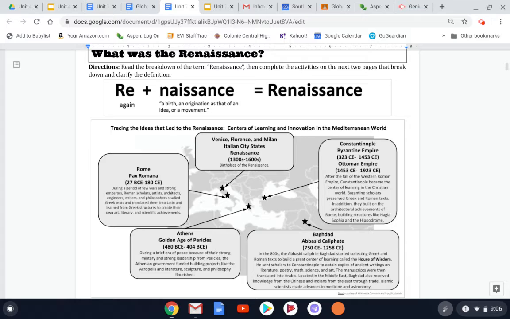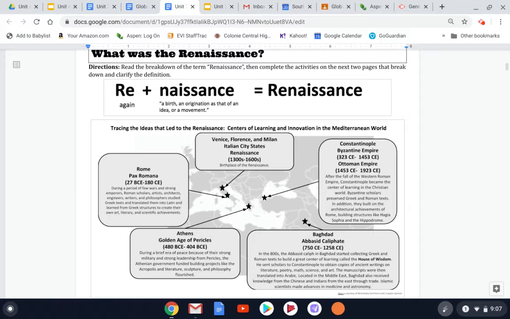Renaissance comes from a French word, two different parts that are French. The first is re, which means again. We use this in lots of different words, like to re-enter the room. You're entering the room again. And naissance, a birth or origination as that of an idea or movement.